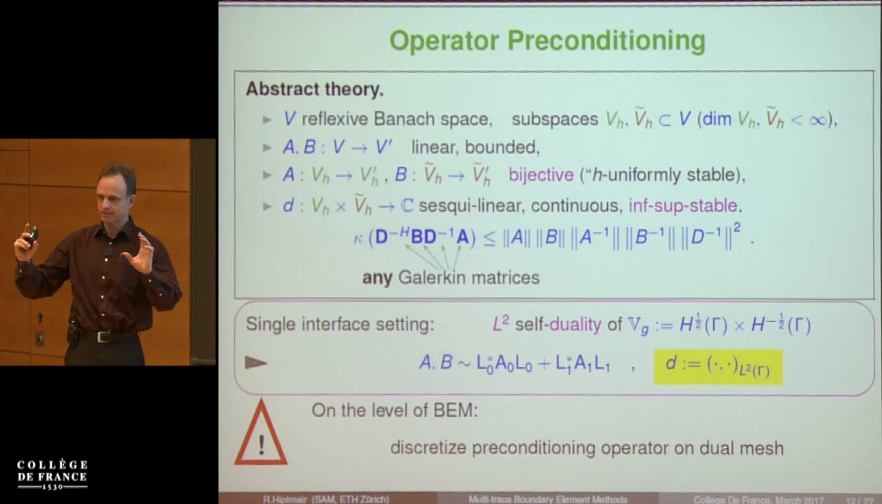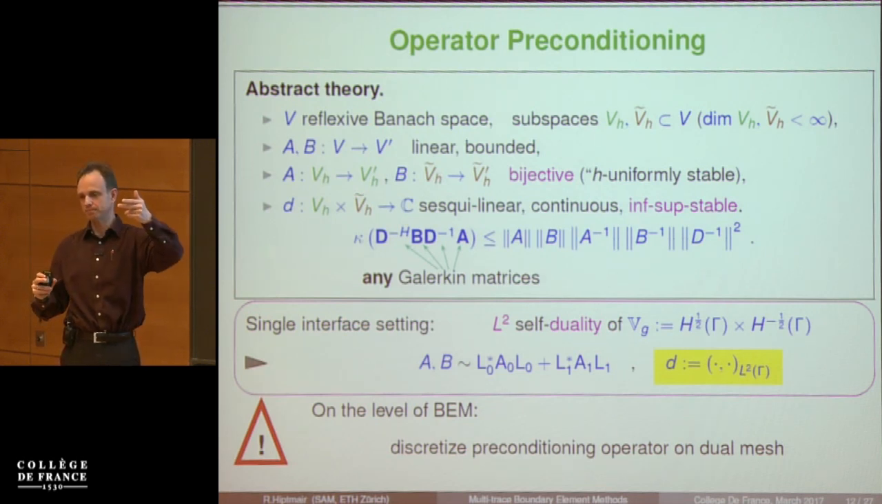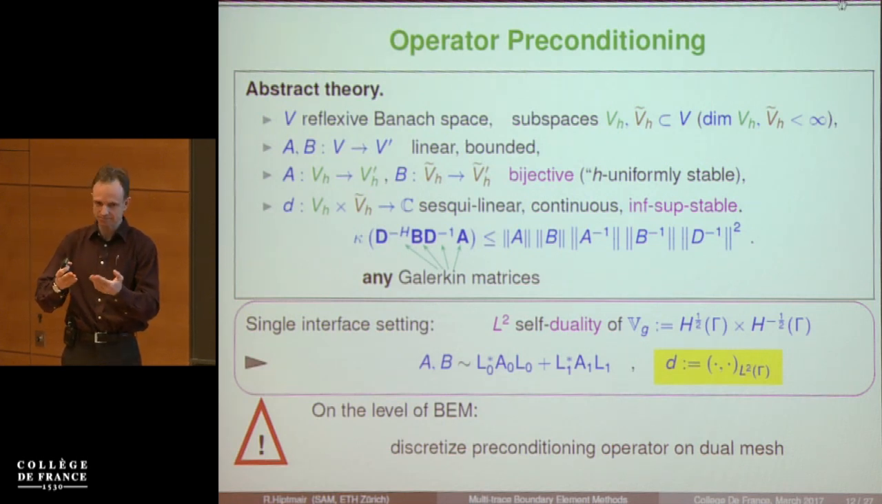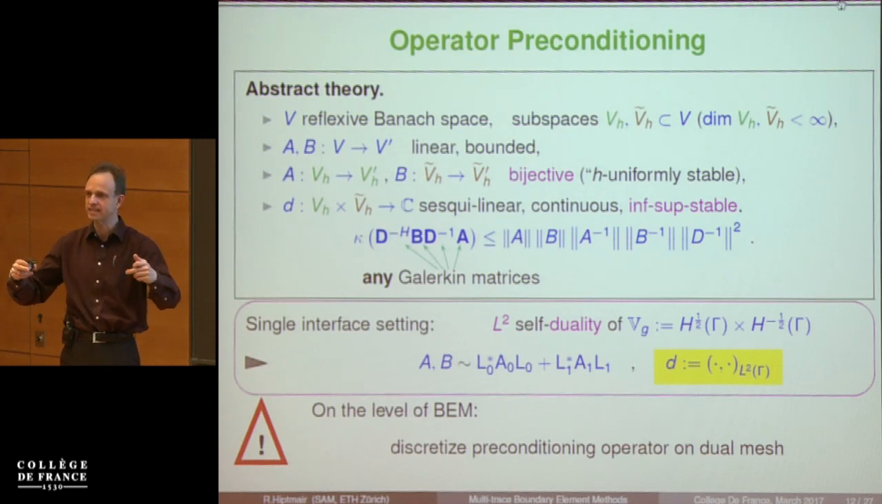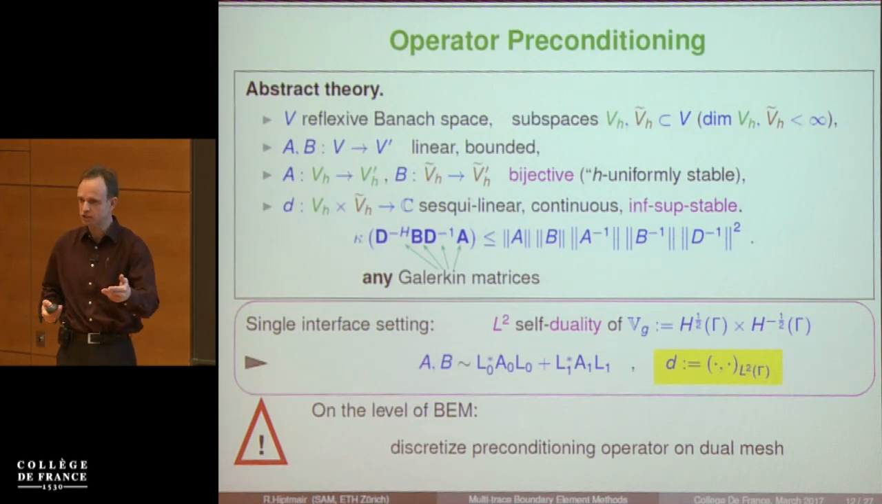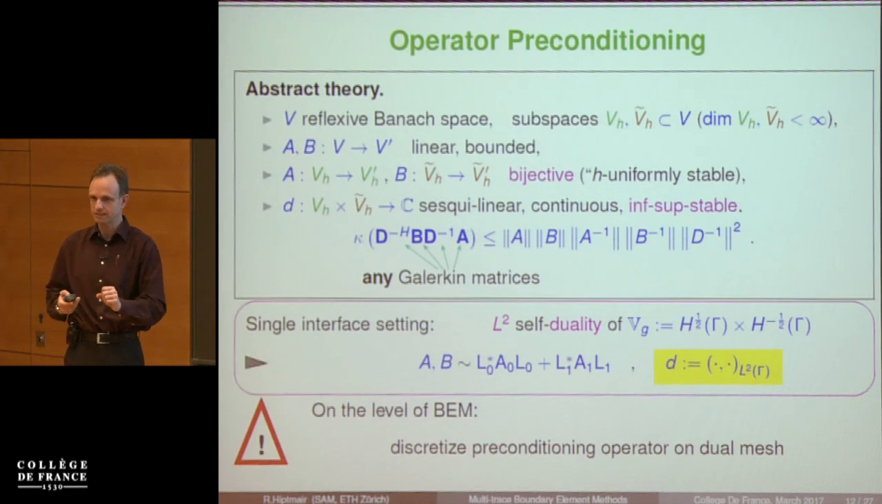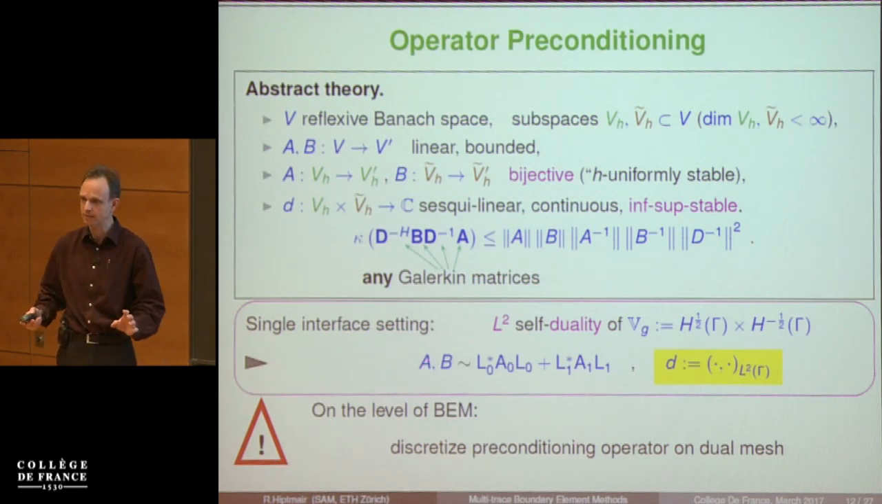Remember, the blow-up of the condition number of the Galerkin matrices has to do with the intrinsic instability of the boundary element basis in the energy norm. But the discrete operators are perfectly stable in the energy norm. So there's no contradiction. So in the V norm, the discrete boundary element discretization of this is perfectly stable.